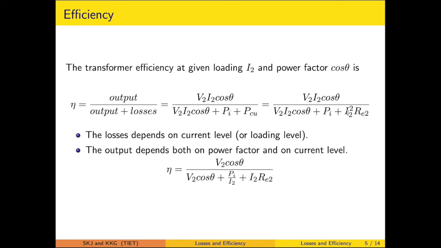Now the points to be remembered are that the output depends on the current level or the loading level I2. It also depends on the power factor, because V2 is largely constant. However, the copper losses depend on the current level, not on the power factor. Now we have divided the numerator and the denominator by I2, resulting in an expression like this. This is utilized to find the maximum efficiency.